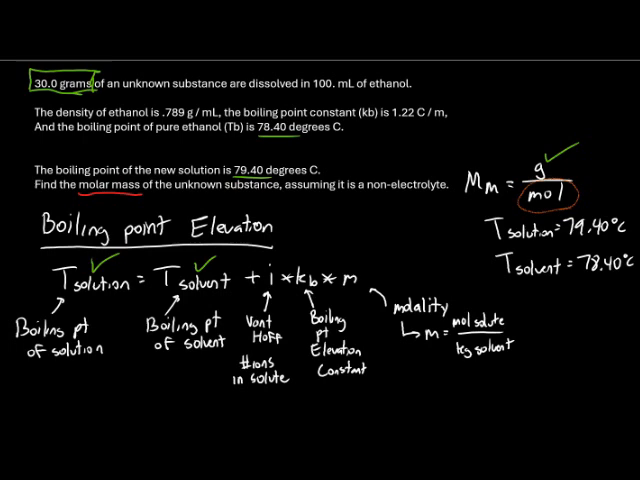Now i, the Van't Hoff factor, is not given directly in the problem, but the problem does say that this is a non-electrolyte, and any solute that is a non-electrolyte automatically has a Van't Hoff factor of exactly 1. We'll write down that i equals 1, and so we also know i. The boiling point constant, Kb, is also given to us in the problem, and it's 1.22. Check that off as well.